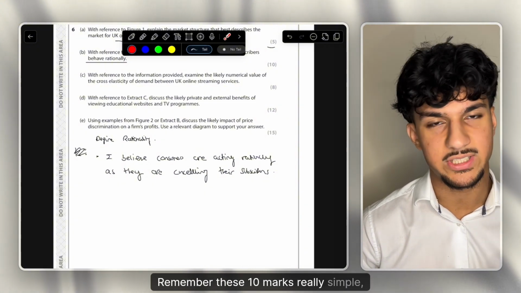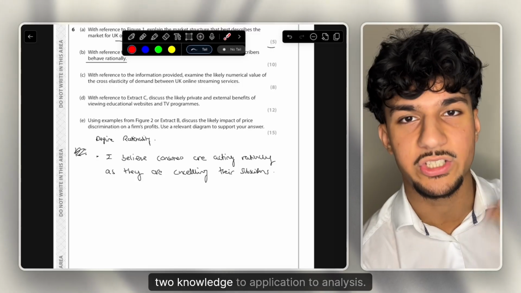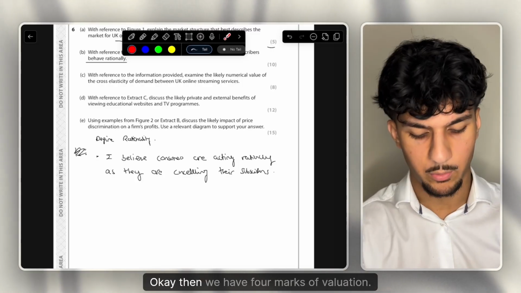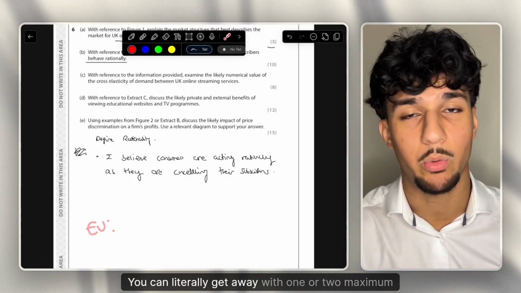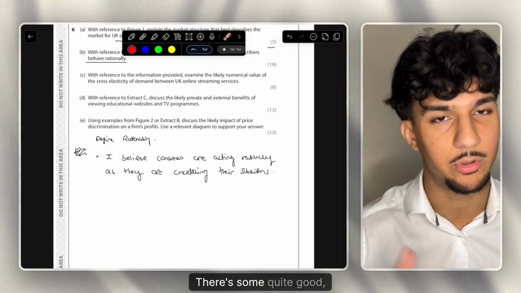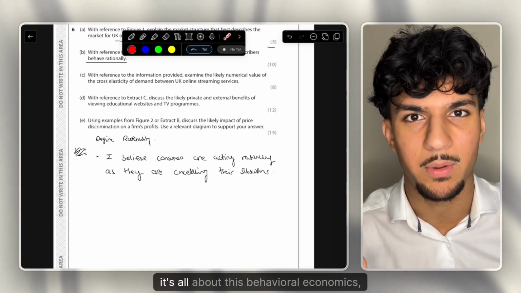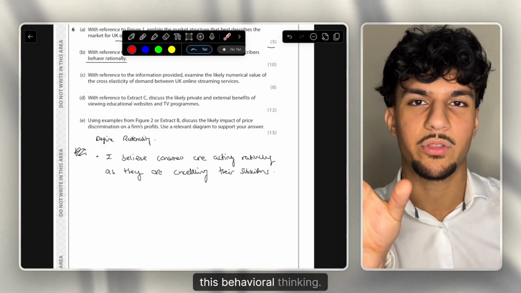Remember, these 10 marks are really simple. You get them done in a question, just make sure you're hitting the mark point. So 2 knowledge, 2 application, 2 analysis. Okay, and then we have 4 marks of evaluation. You can literally get away with 1 or 2 maximum evaluation points. Remember, it's all about timing. Here, there's quite a few good evaluation points. Remember, it's all about this behavioural economics, this behavioural thinking.